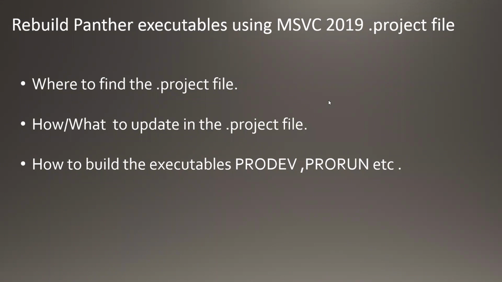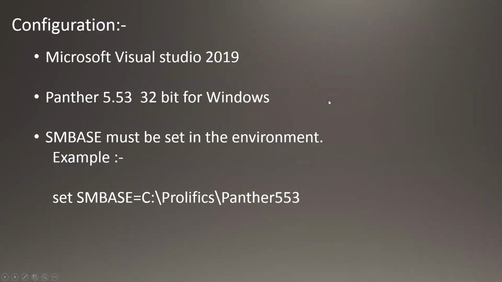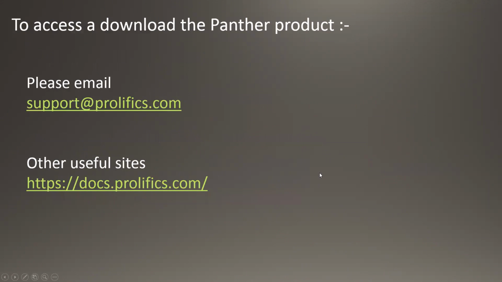For my demo, I'm going to use Microsoft Visual Studio Compiler 2019 and the latest version of Panther, that is 5.53, and I'm going to do it on Windows, the 32-bit environment. The most important thing is, in order to build this executable, the SM base must be set in your environment. For example, my Panther installation directory is Panther 5.53 in the C drive, so I can set the SM base to this location.